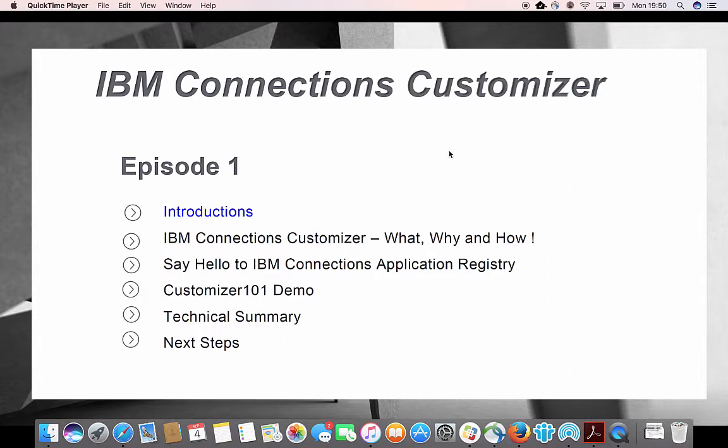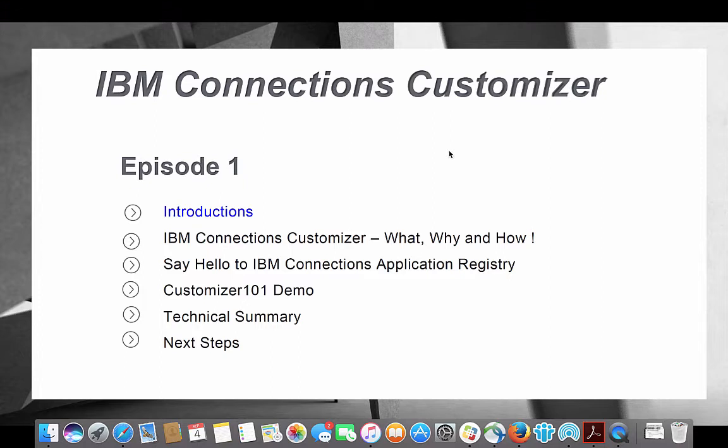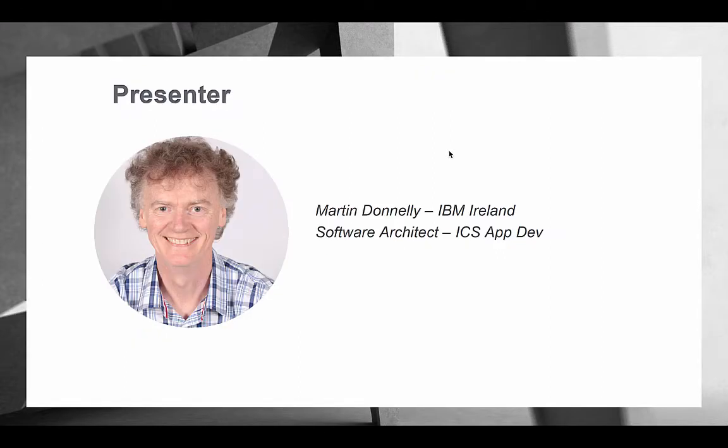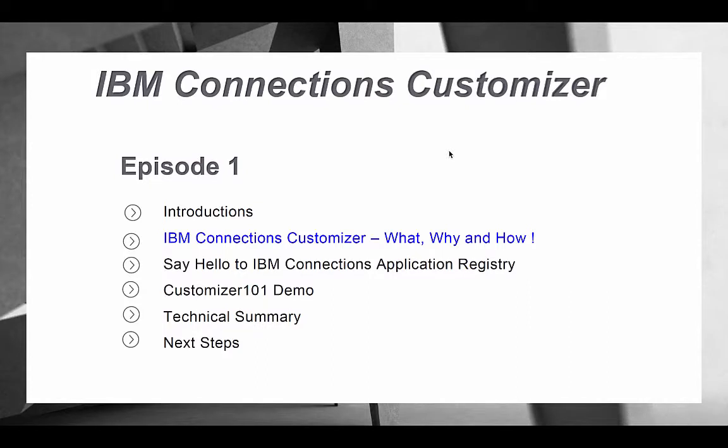This talk introduces Customizer in a very broad sense, explains the concepts behind it, how it works, and what it can do for you. My name is Martin Donnelly, I work for IBM Ireland, and I've worked in the IBM collaboration solutions space for quite some time. I've worked in app dev in products like Domino, Rational Application Developer, Connections, and Connections Pink. We're here today to talk about IBM Connections Customizer, what it is, why we're building it, and how it works.